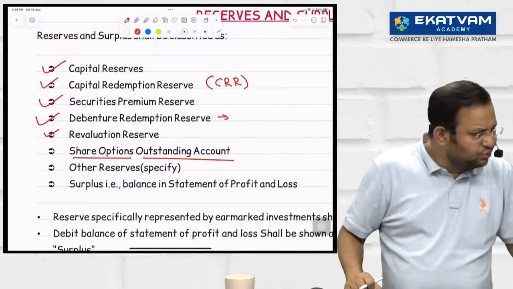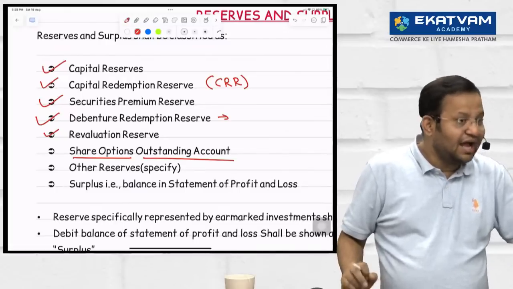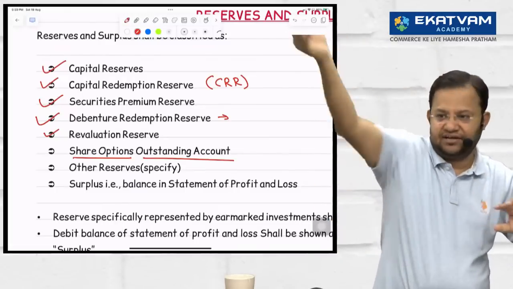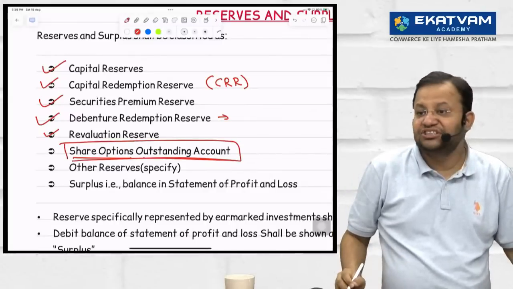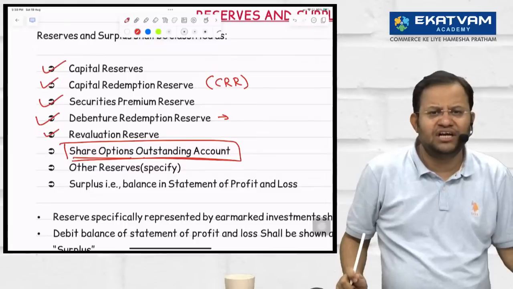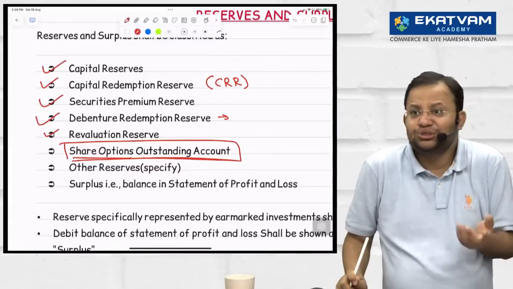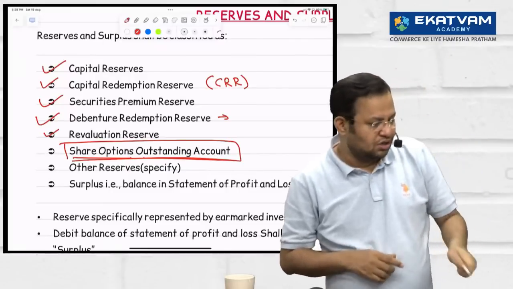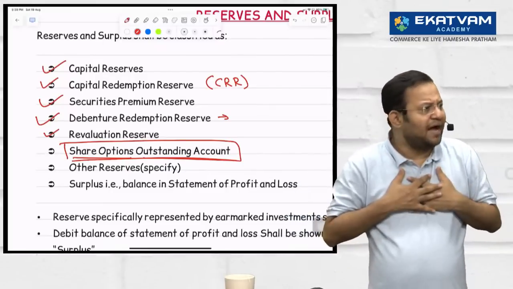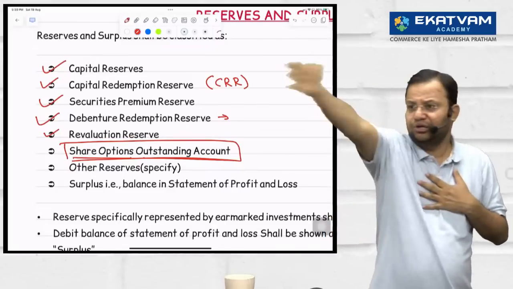That something which I have to debit to my P&L has a corresponding credit effect. I debit P&L and credit what? Share options outstanding account. Why we call it outstanding? Because so far shares are not issued. Shares might be issued in future. So I repeat again. Who am I? Company. Who are you?